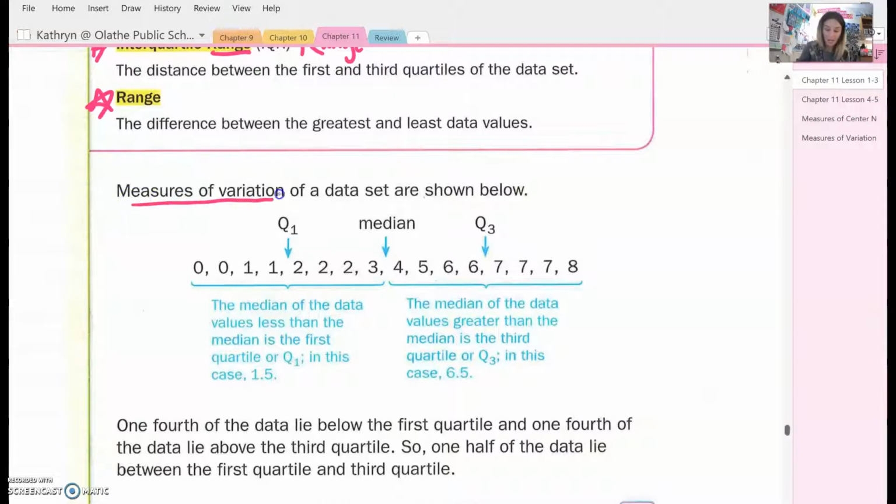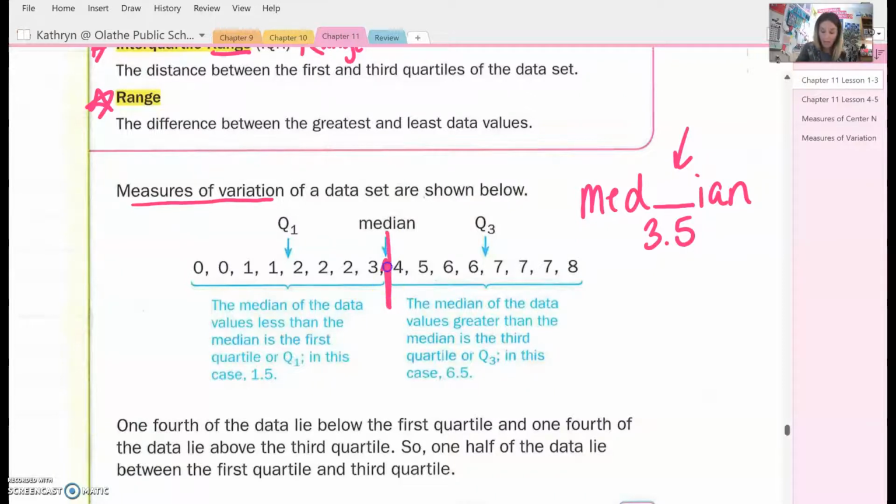So measures of variation of data are shown below. So here's a set of data, 0, 0, 1, 1, 2, 2, and so forth. The first thing we're going to do is find the median. Remember, median, M-E-D-I-A-N, because it means the middle number. So when I go in, 1, 1, 2, 2, 3, 3, and I go all the way in, here is my median right here. This is my middle number. Well, since we have 2 of them, we see 3 and 4. We're going to add those up and divide by 2. Okay, and for this one, our median is 3.5. Okay, it's the halfway mark.